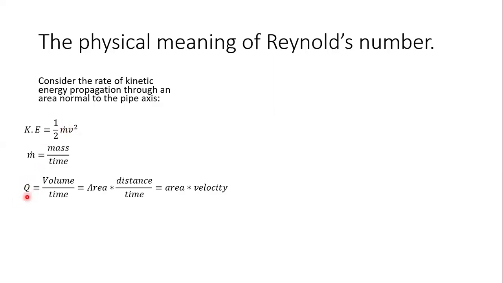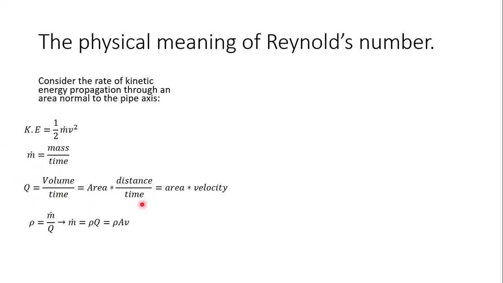And we can also find what we call the volumetric flow rate. We are representing that with Q. So that's going to be volume over time. But we know that volume is also area times length, or times a certain distance. And if we have area times distance over time, we can make it area times velocity, right? So we are building up to something.